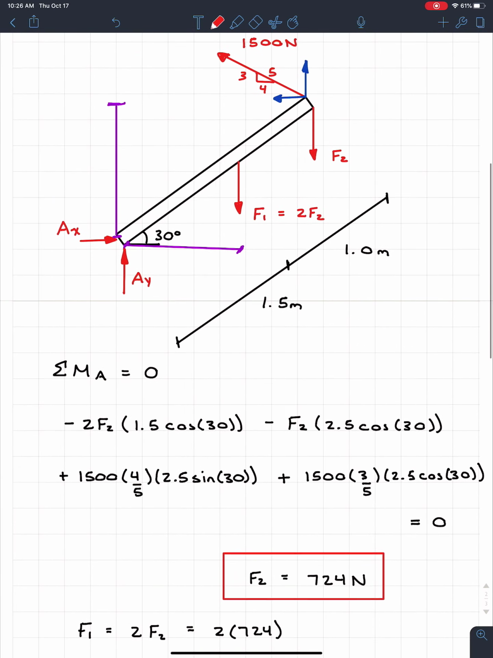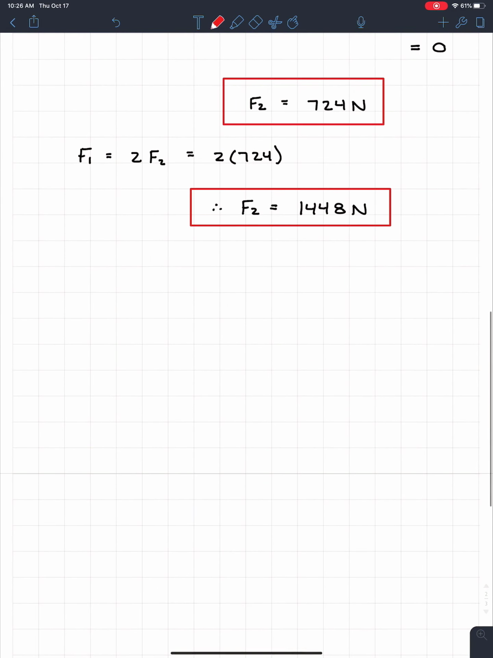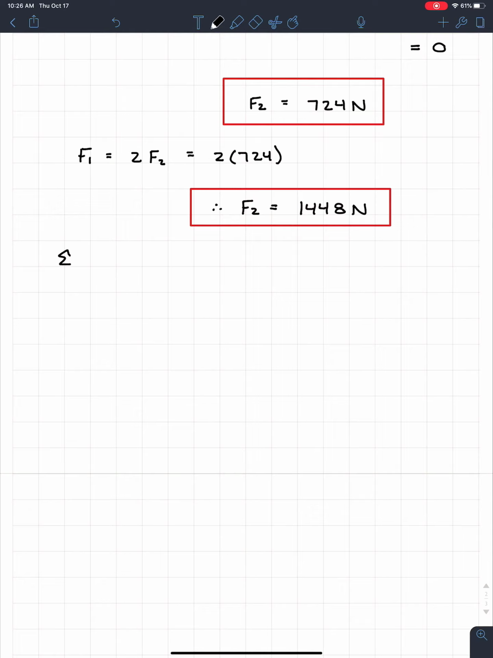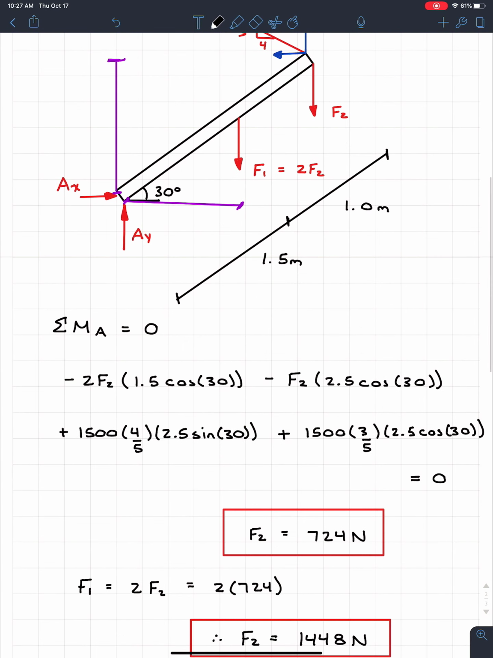So now, since we know all those forces, we can start determining the support at the pin, which is AX and AY. So if I were to go sum of the forces in Y, or actually, it doesn't matter which one you start with. Let's go Y, why not?